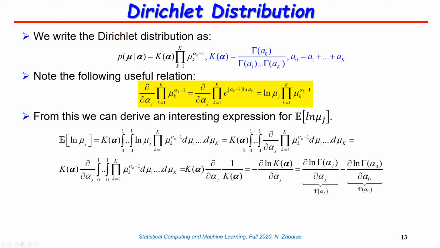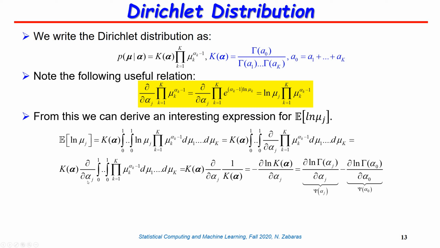So let's follow the algebra a little bit. Okay? So I have the expectation of this, nice. So k of a is outside the integral, does not involve any of the mu's. And here I have log of mu j times this product. Now you can see why I did the calculation that's given in the yellow box, because the log of mu j times this whole product is the derivative with respect to aj of the whole product.